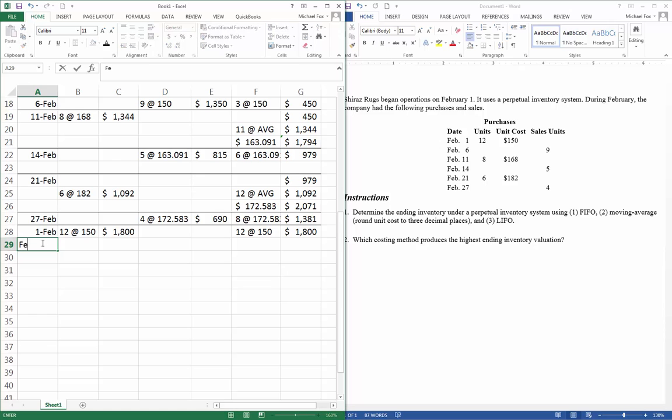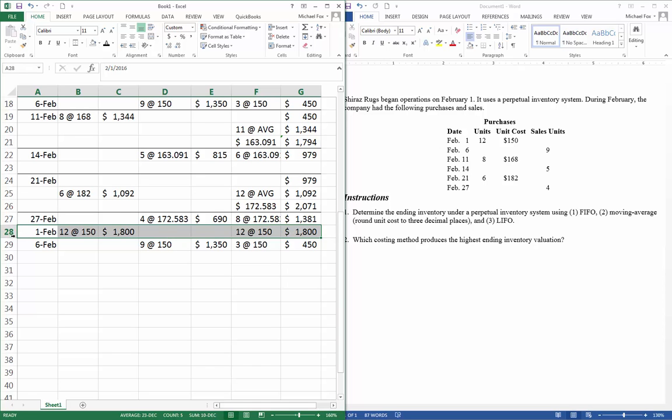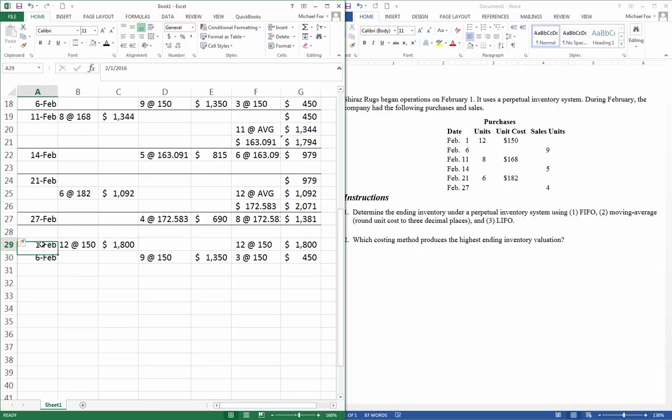Then on the 6th of February, they sell 9 units. It's last in, first out, but all we have right now are units that cost us $150, so it doesn't really matter which method we're using when we only have the units that have a single cost, 9 times 150. That's going to leave us with 3 units that each cost $150, which would be $450 remaining in our inventory. So this is last in, first out, remember.